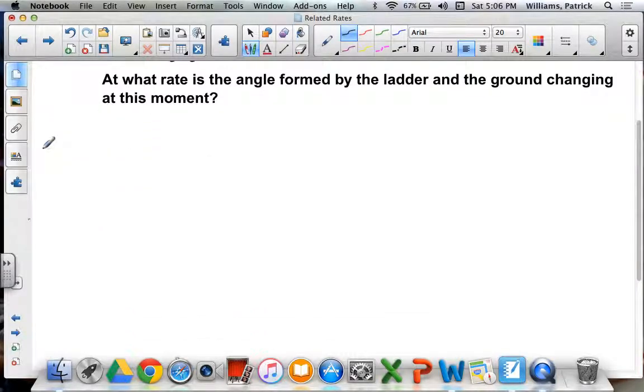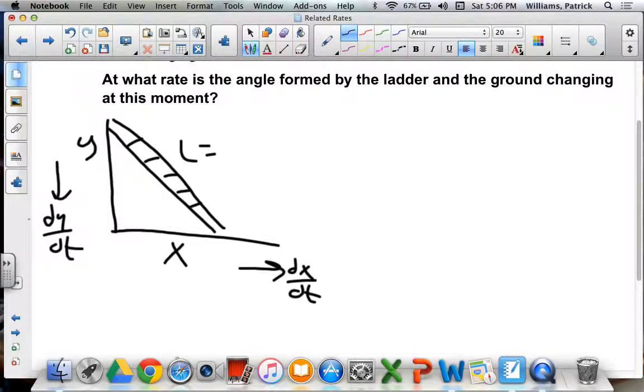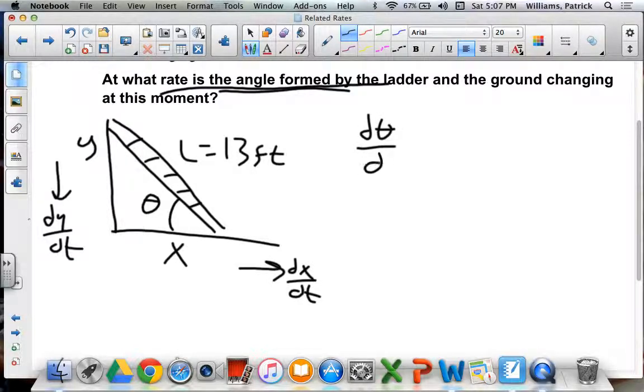All right, if you've tried this, again, we're going to draw our picture right here. And we have y right there, dy/dt, x is this distance, dx/dt is going that way. We have the ladder of length 13 feet. And then what is the angle we are talking about? We are talking about this angle theta right there. Okay? So what are we being asked to find? We are being asked to find the rate that the angle formed by the ladder and the ground is changing at that moment. So what we're trying to find is d theta/dt, okay? That's what we want to find.